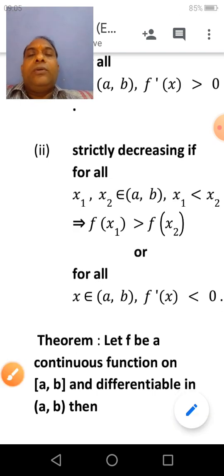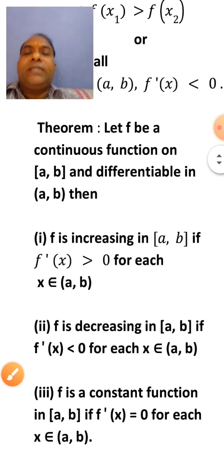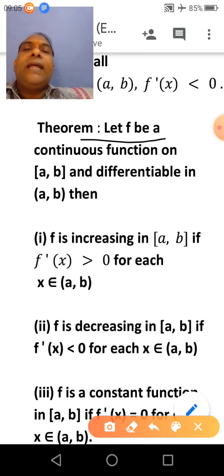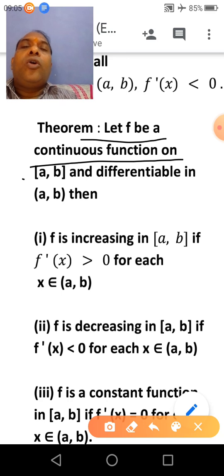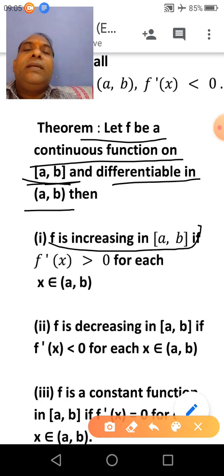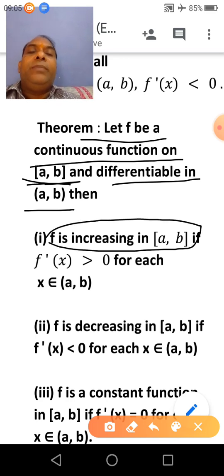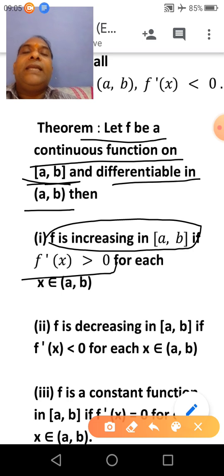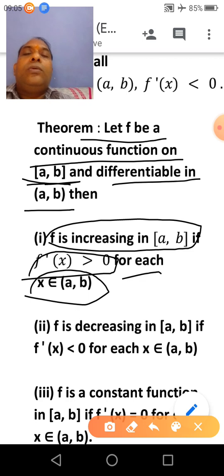Now the theorem related to increasing and decreasing functions. Let f be a continuous function on the closed interval AB. f(x) is continuous on the closed interval AB and differentiable in the open interval AB, then f is increasing in the closed interval AB if f dash x is greater than 0 for each x belonging to the open interval AB. Clear?